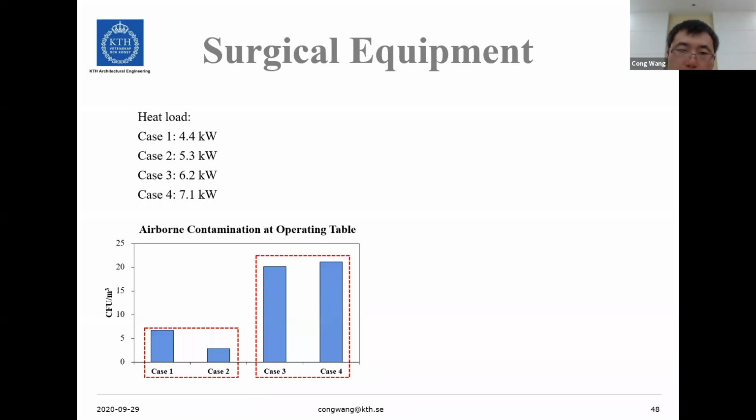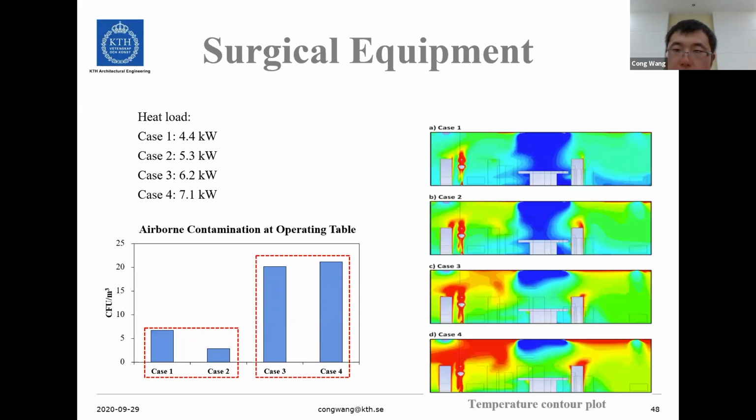But for case 3 and case 4, the difference between these 2 cases is small, but together they have a very high level of airborne contamination. It's around 20 CFU per cubic meter. So from case 1 and case 2 to case 3 and case 4, this is a very big change. And why did this big change happen? We assume that there must be some fundamental change in the airflow field, and this is the case.